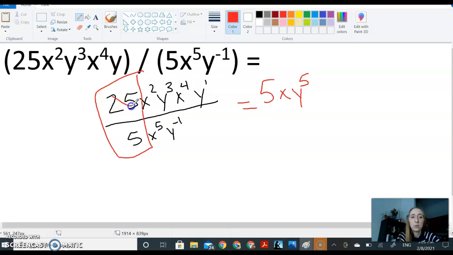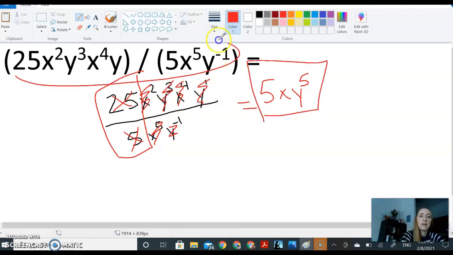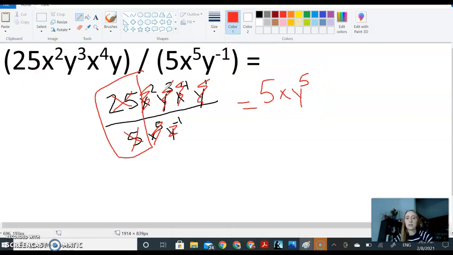So now we've dealt with our numerals, our numbers. We've dealt with all of the x's and we've dealt with all the y's. That means that we've done all of our steps. This is going to be the answer for simplifying this equation. All right, so we're always looking for like terms and combining all those like terms that we can add.